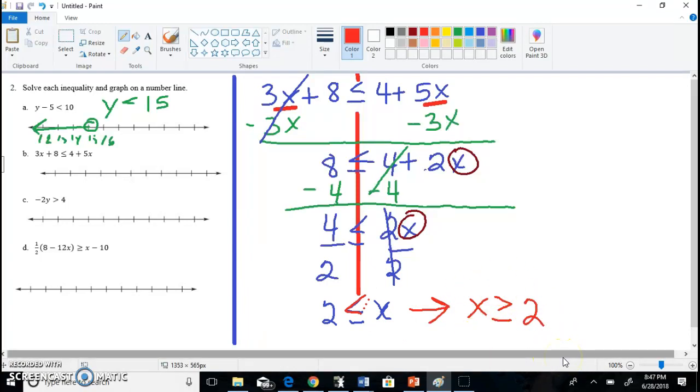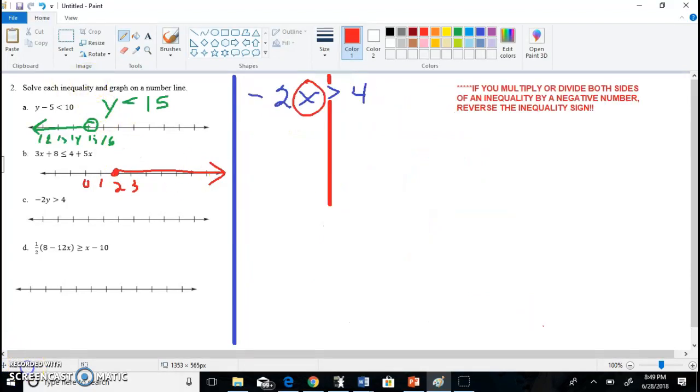So if we have here's 0, here's 1, here's 2, here's 3, we're going to do a closed circle on the 2. Make sure it's closed, and we're going to shade to the right. Alright, let's look at the next one.